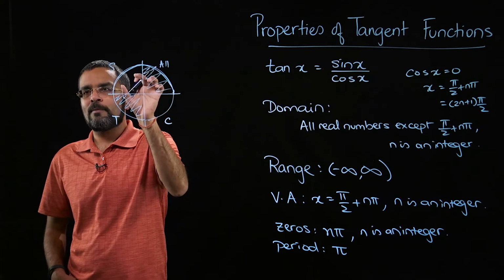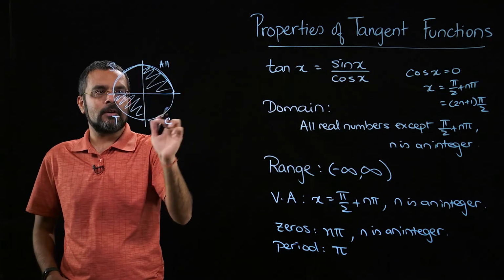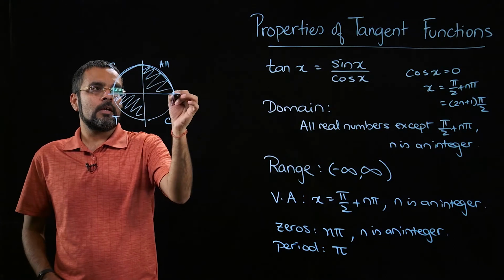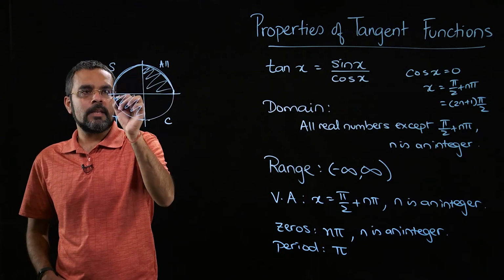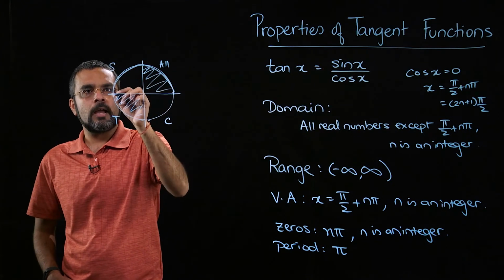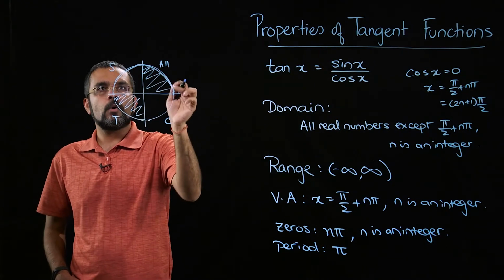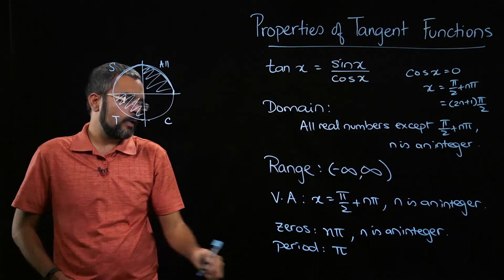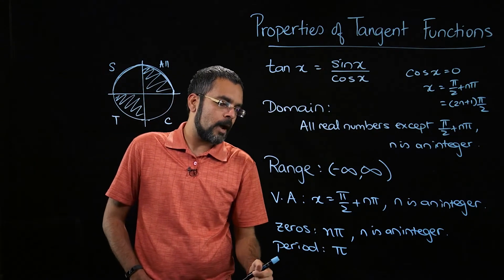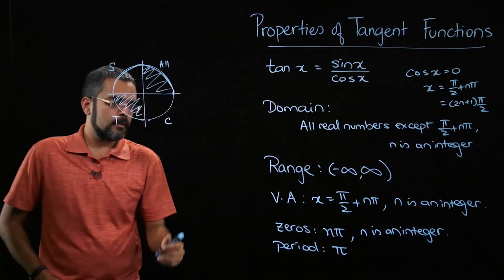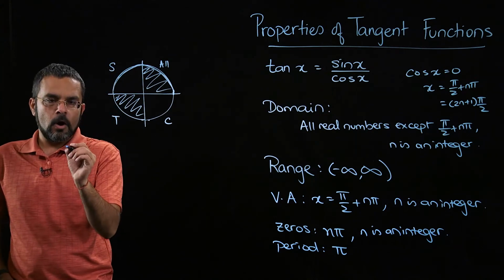And all the negative points that are covered by tangent here are now covered over here. So these values repeat as we go down here. So from 0 to pi, when I go from pi to 2 pi, all these values repeat again, okay? And so the period of that function is pi. And then finally, tangent is an odd function.